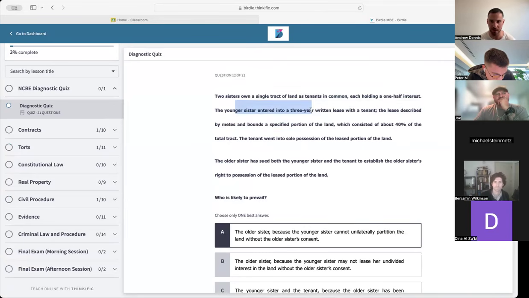The younger sister entered into a lease, and the lease described consisted of about 40% of the tract. The tenant went into sole possession of the leased part of the land. The older sister has sued the younger sister and the tenant to establish the older sister's right to possession of this portion of land. Yes, as a co-tenant, doesn't matter if tenants in common, JTROS, you have an equal right to use the entire land.